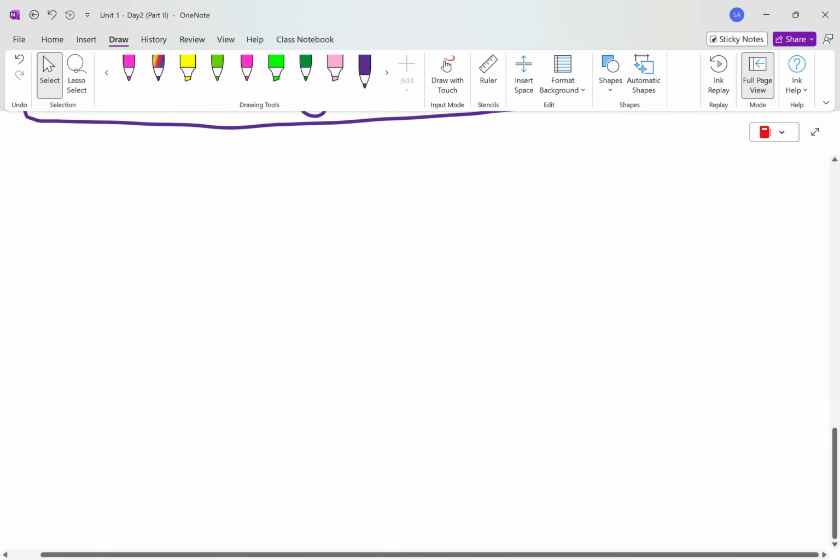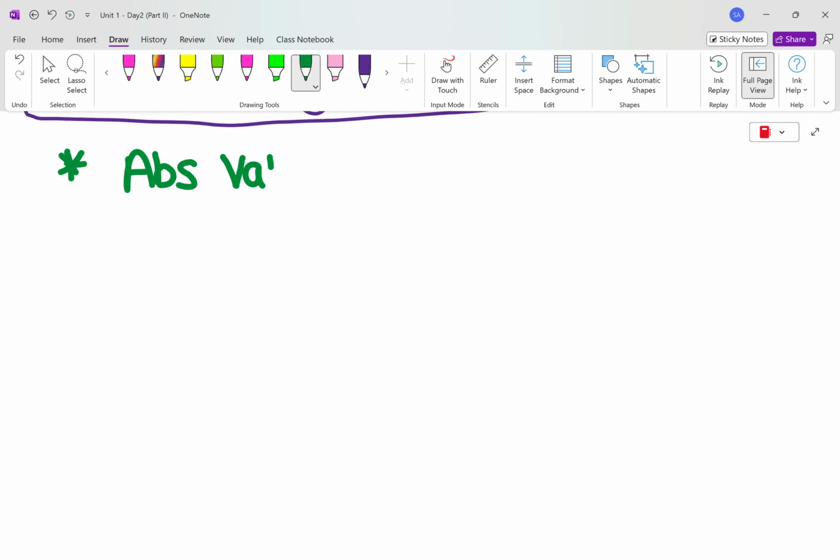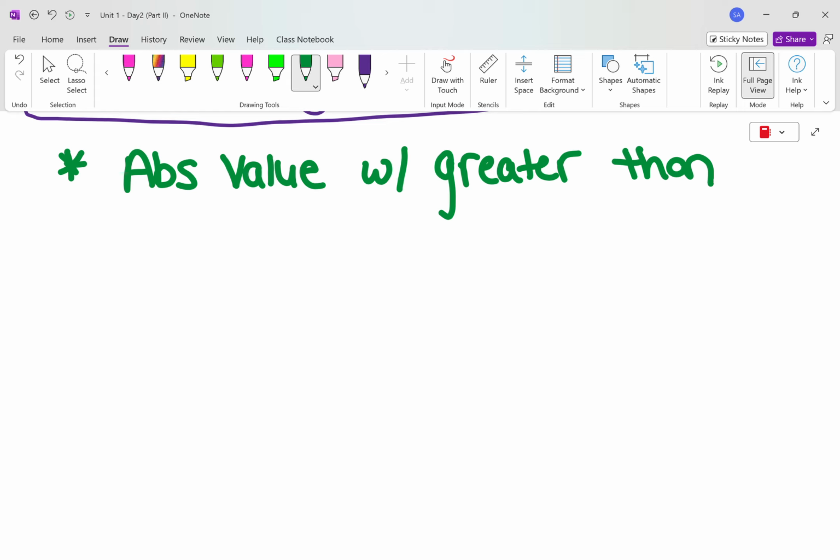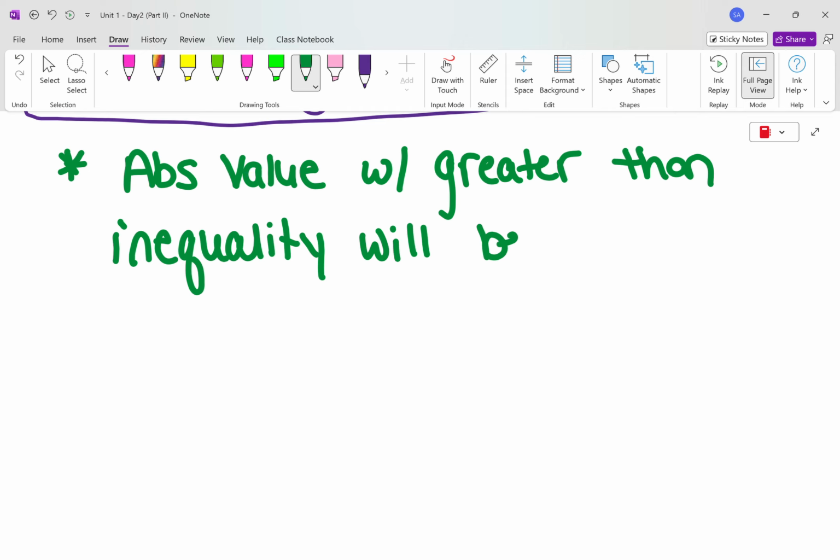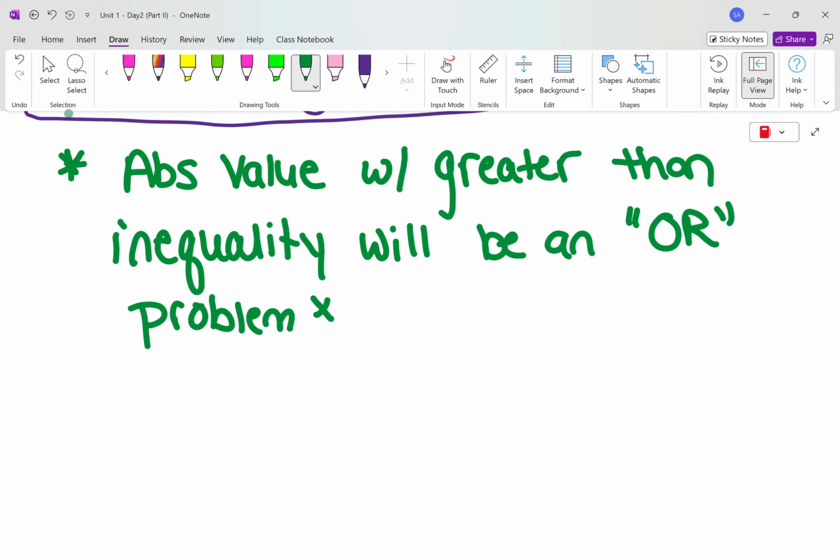Okay, let's do a problem. Oh, sorry. Actually, let's just sum this up for us. So we're going to say absolute value with a greater than inequality will be an or problem. So if it's less than, it's an and. If it's greater than, it's an or.